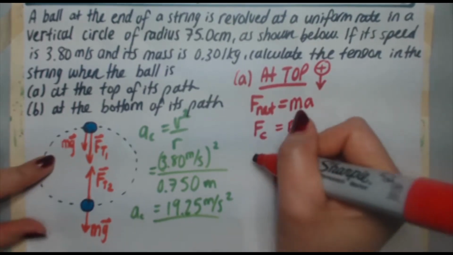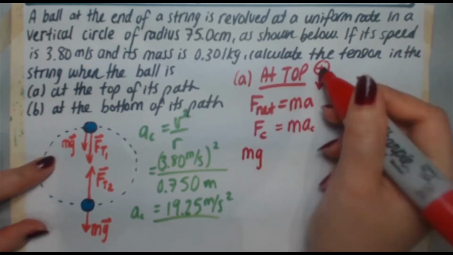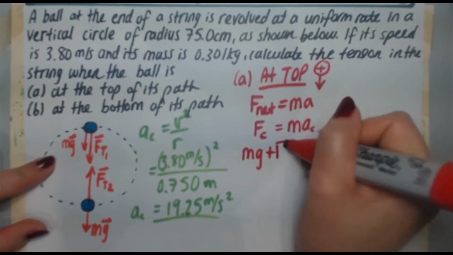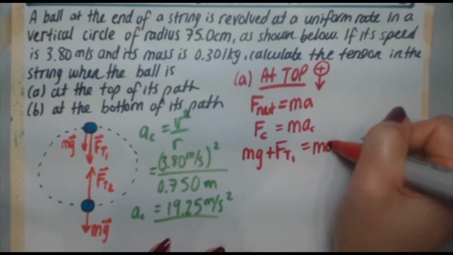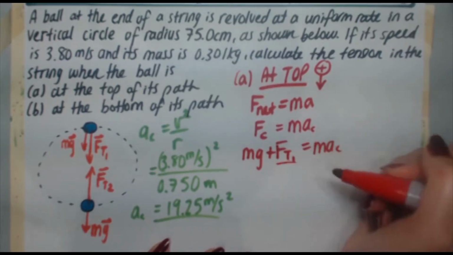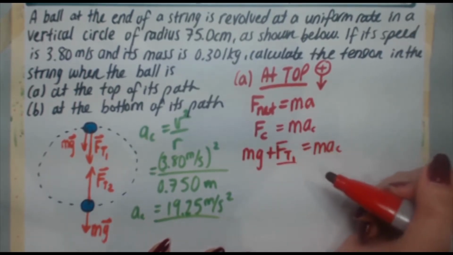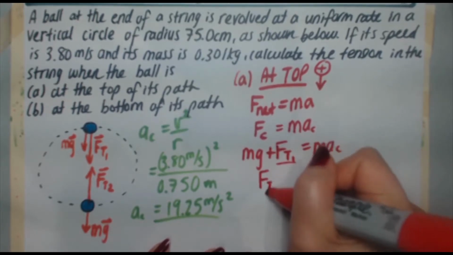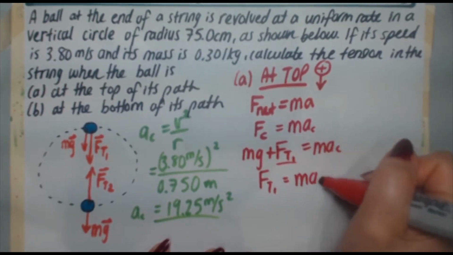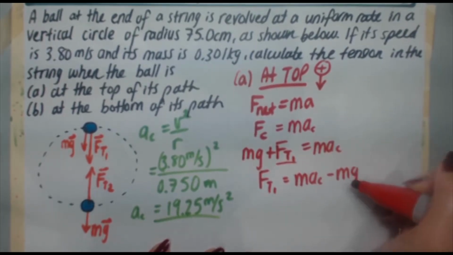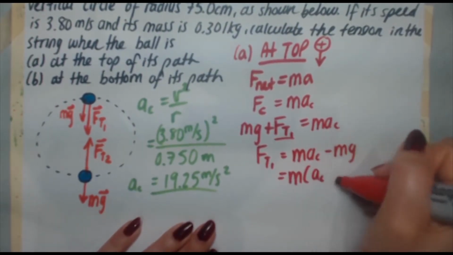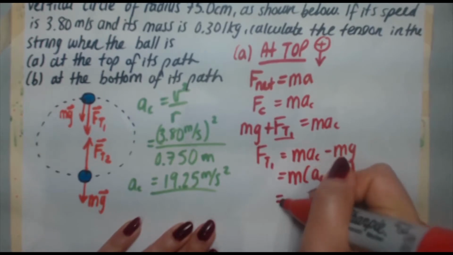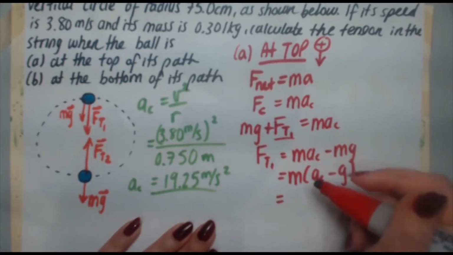So at the top, we've got mg going down in our positive direction. We've got Ft1 going down in the positive direction, and that's equal to m ac. We are looking for the force of tension, so let's put that mg to the right. So Ft1 equals m ac minus mg. Take a look, we've got mass in both terms, so m(ac minus g). Now it's simple, plug in the values.